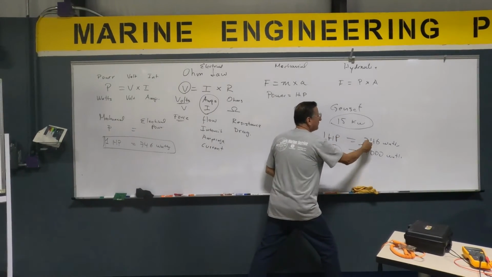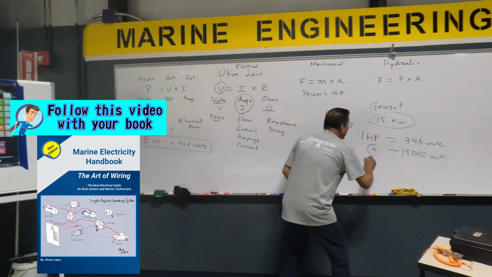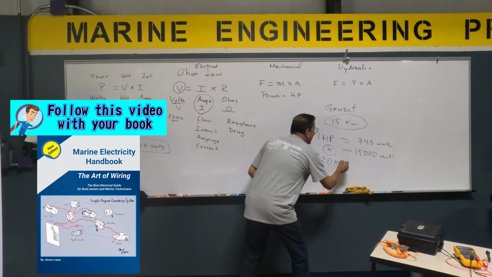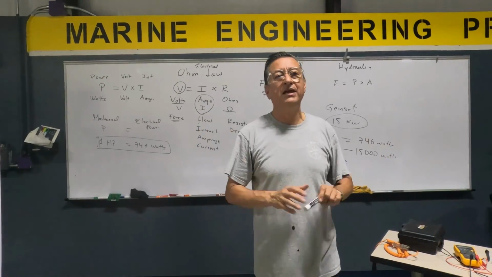How much horsepower are? It is 15,000 divided by 746. How much is that? 20. I need an engine of 20 horsepower. And bingo, I solved the equation.